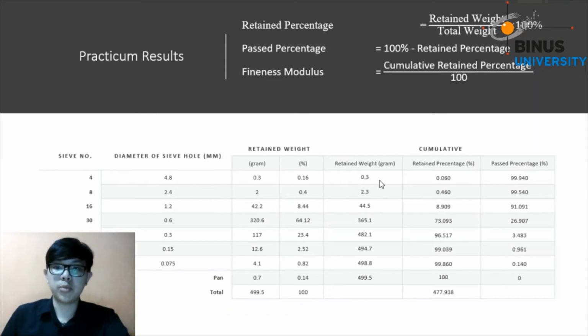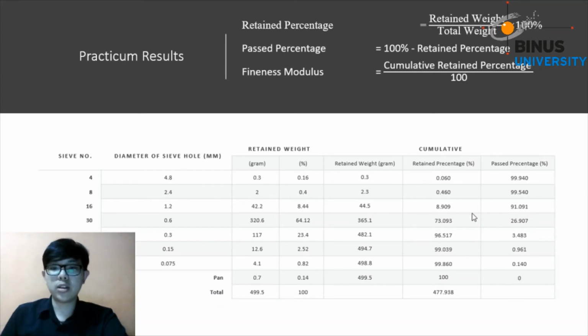So we have 0.3 grams, 2.3 grams, which simply is gonna add 0.3 to 2, and 2.3 to 42.2 and so on. And after that, we're gonna need to look for the percentage of retained weight. We simply just gonna use this formula, the retained weight divided by total weight times 100 to get this data. After we get this data, we're gonna search for the percentage passing. So we simply just gonna use this formula, 100 minus the retained percentage. So we're gonna get this data.